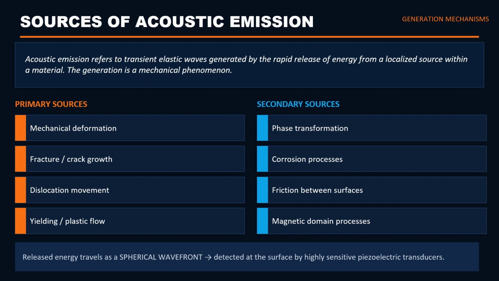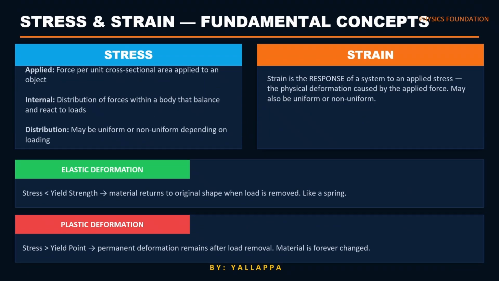When energy is released, it travels through the material as a spherical wavefront. Highly sensitive piezoelectric sensors detect these waves and convert them into electrical signals for analysis. For exams, remember that crack growth and plastic deformation are among the most important acoustic emission sources because they indicate active material damage. Stress is basically force applied per unit area, and strain is the deformation produced because of that stress. Now, when stress remains below the yield strength, the material undergoes elastic deformation, meaning once the load is removed, the material returns back to its original shape, like a spring.